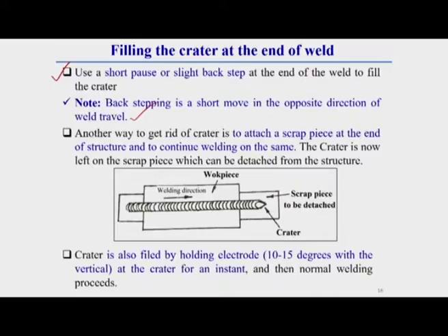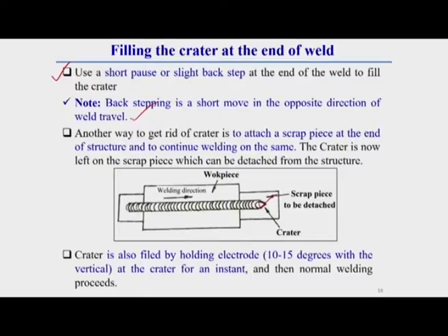Another way is to use a separate scrap material at the end of the weld and continue the welding operation onto the scrap material. The crater is then left on the scrap piece, which can be detached from the structure after the welding operation. You can see these types of procedures once you are in industry, where they are commonly used.